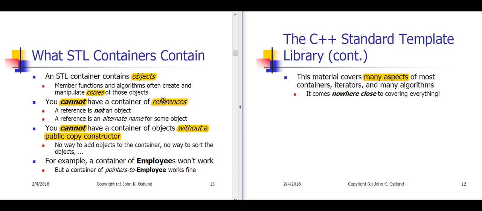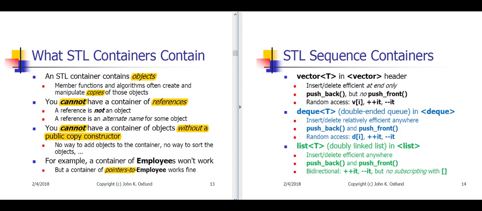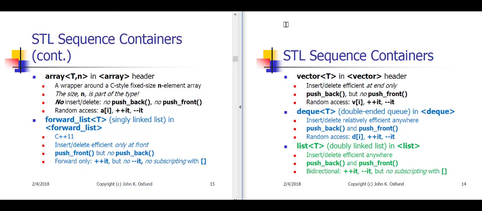A reference itself is not an object. Now, you can certainly have containers of pointers to objects, and so although you cannot have a container of employees, you could certainly have a container such as a vector or a list or a set of pointers to employees. That'll work just fine. So here on slides 14 and 15 are the 5 sequence containers that the standard template library provides. And we're already familiar with a few of these.